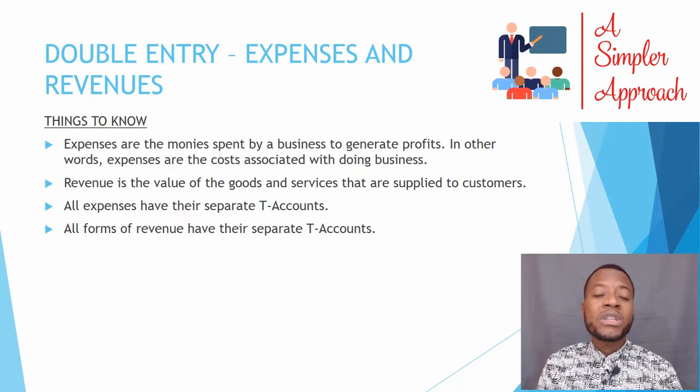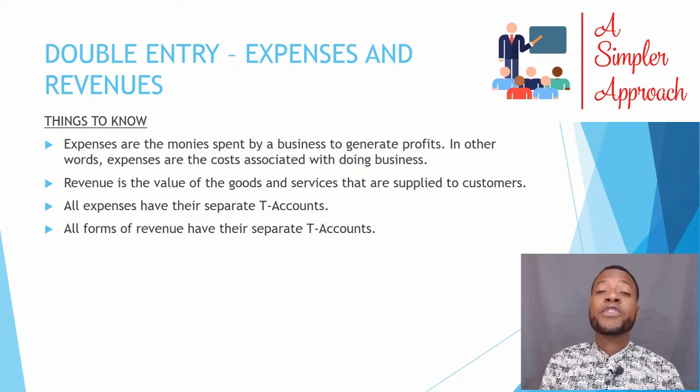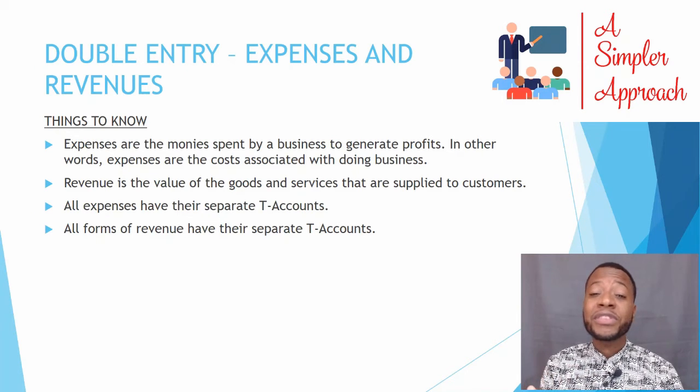All expenses have their own T accounts. Now remember, so far we've been opening T accounts for various things, and we have been ensuring that our T accounts are specific. It remains the same for expenses and revenues. Our T accounts must be specific. So if there are 5 expenses and 5 forms of revenue, that'll be 10 accounts. They must all have their own T accounts.